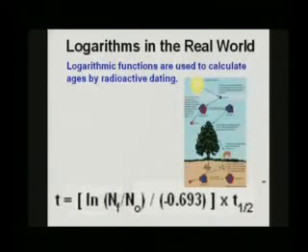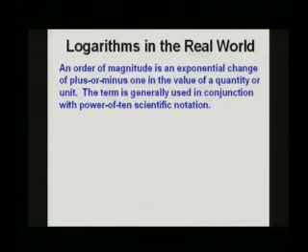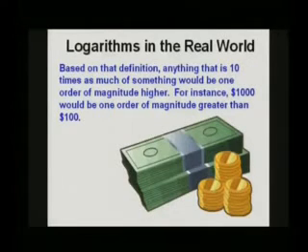An order of magnitude is an exponential change of plus or minus 1 in the value of a quantity or unit. The term is generally used in conjunction with power of 10 scientific notation. Now, based on the definition, anything that is 10 times as much of something would be 1 order of magnitude higher. For instance, $1,000 would be 1 order of magnitude greater than $100.